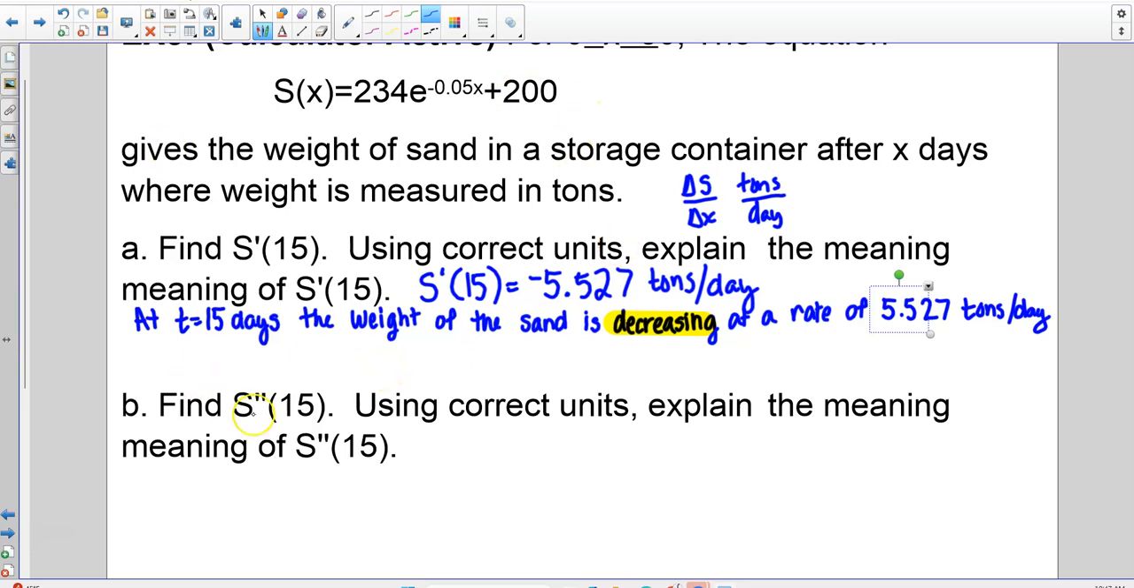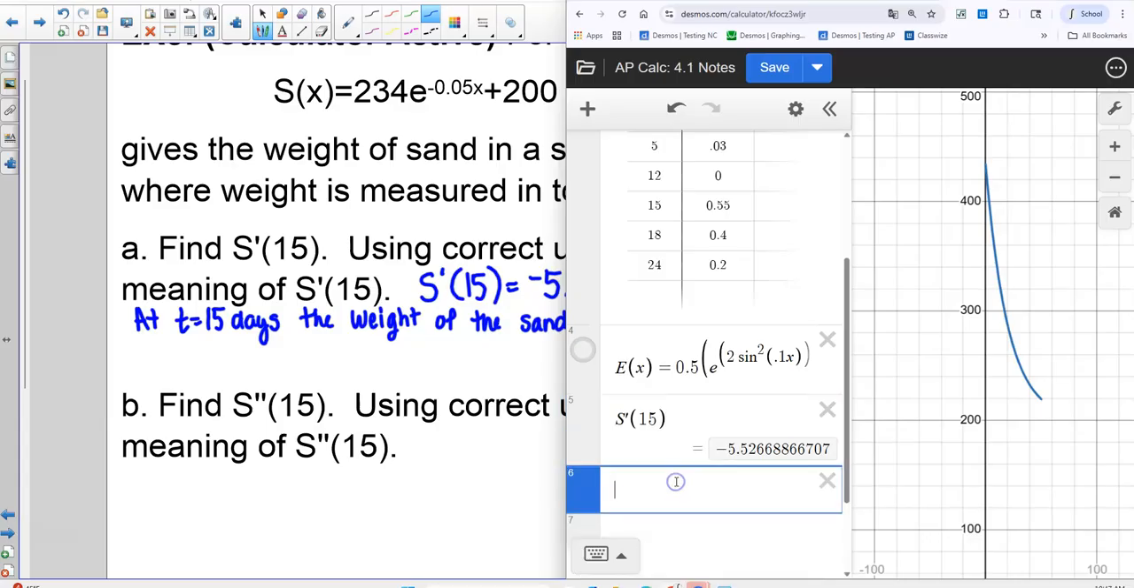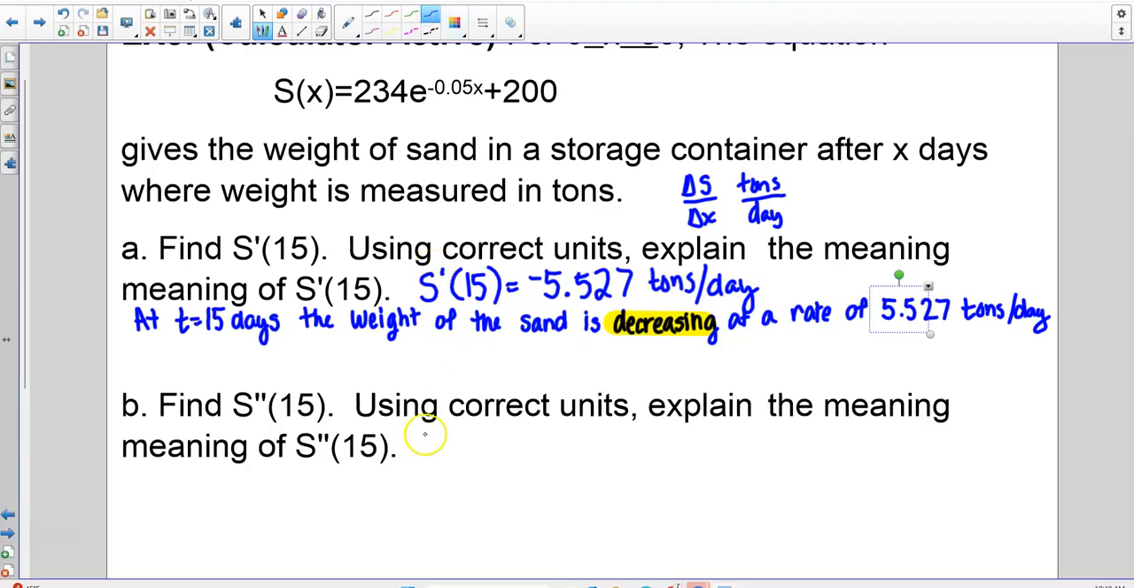Okay? Part B here, we are going to just go back over to Desmos real quick. We're going to see what S double prime of 15 is. It does it for you. You don't have to take a derivative. You just type it in. We got 0.276. So S double prime of 15 is 0.276. And what would the units be for this one?